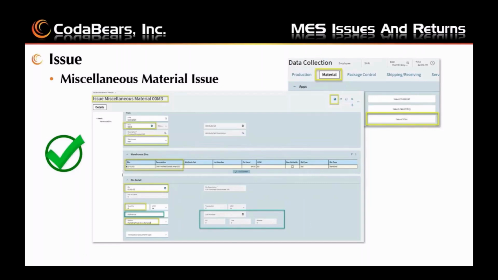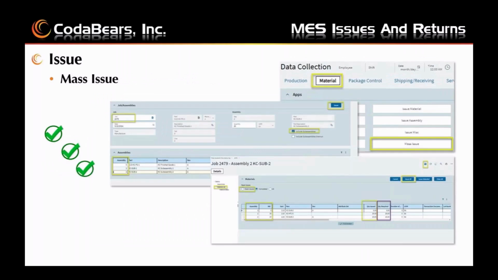Mass issue materials is used to quickly issue the planned materials to a job rather than entering each transaction individually. The main advantage of using mass issue to manufacturing is that you can issue material to the sub-assemblies at the same time.